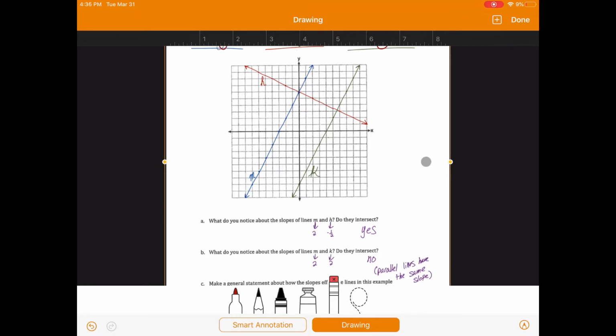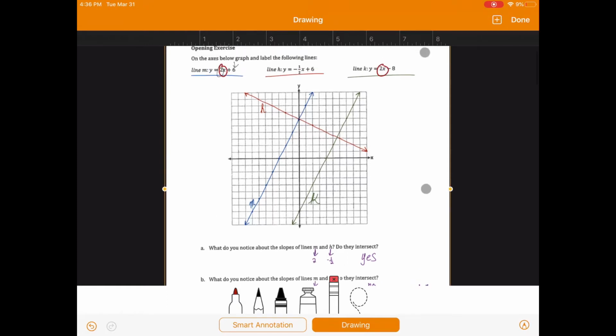Now, I've mentioned that in the past. I've talked about how parallel lines are going to have the same slope because they're going to be going up and over the same amount, so they're never going to cross each other. But this is kind of putting that into words and making rules out of it.